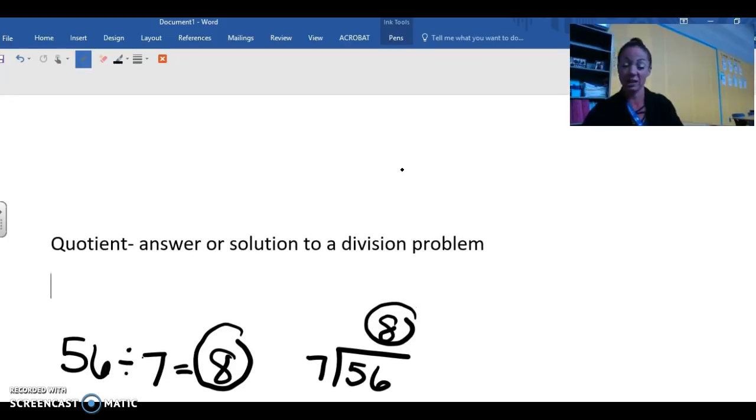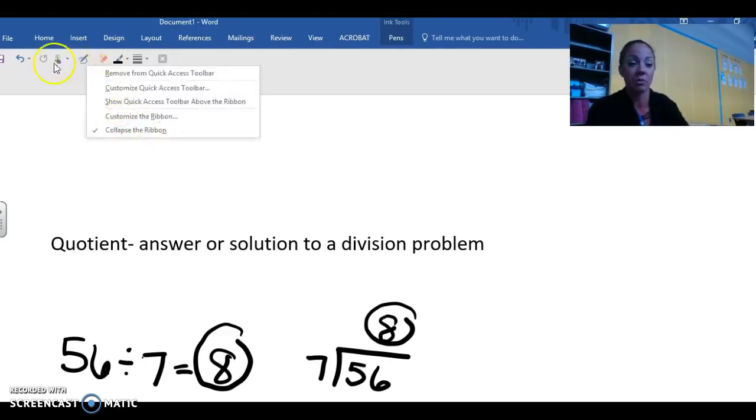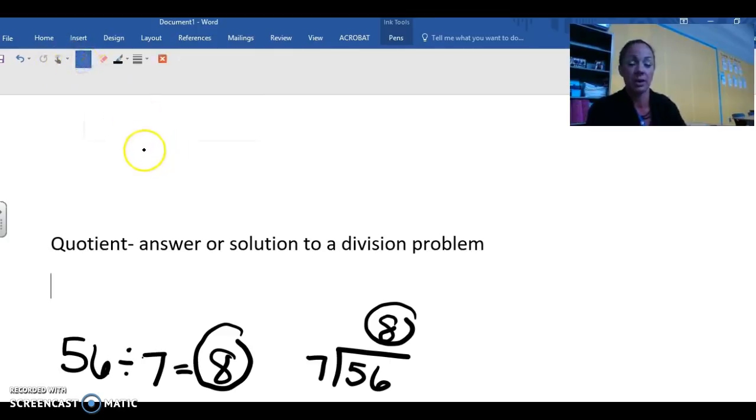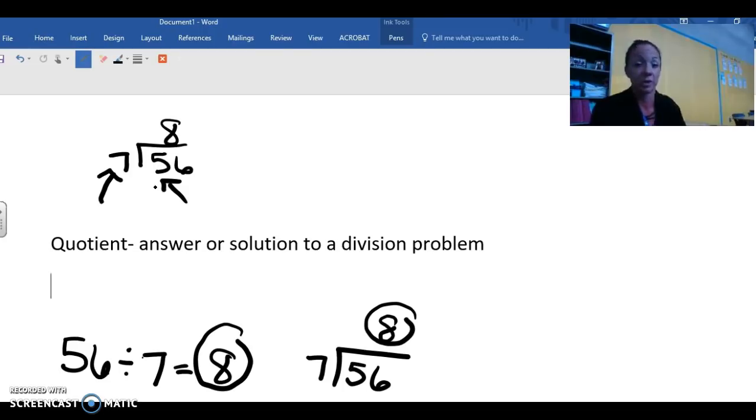Let's see, a non-example. Anywho, we're going to add the non-example up here and just go out of order. But a non-example of a quotient would be something like 56 divided by 7 equals 8, and thinking one of these would be the quotient. Non-example, they're definitely not the quotient or the answer.